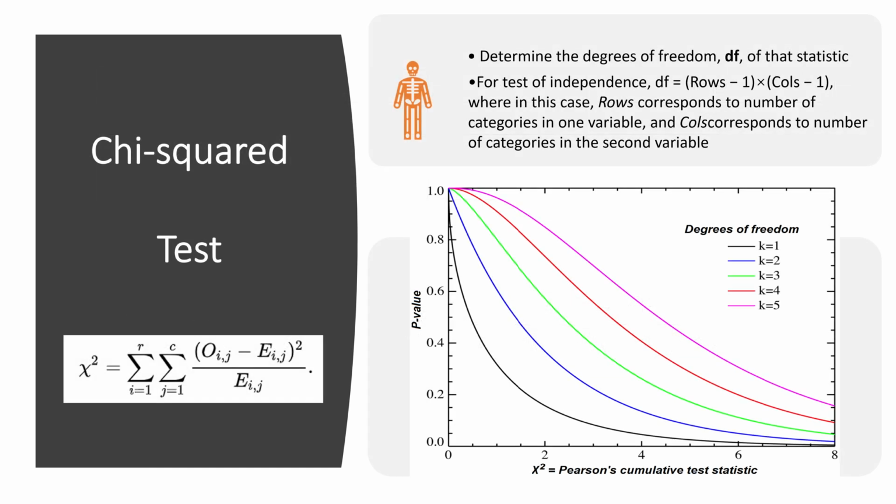For the higher dimensional function, you can check this table and choose which statistic matches your demand. Determine the degrees of freedom, df, of that statistic. For the test of independence, which is what we used in our presentation, df equals the rows minus 1 times columns minus 1, where in this case, rows correspond to the number of categories in one variable and columns correspond to the number of categories in the second variable.